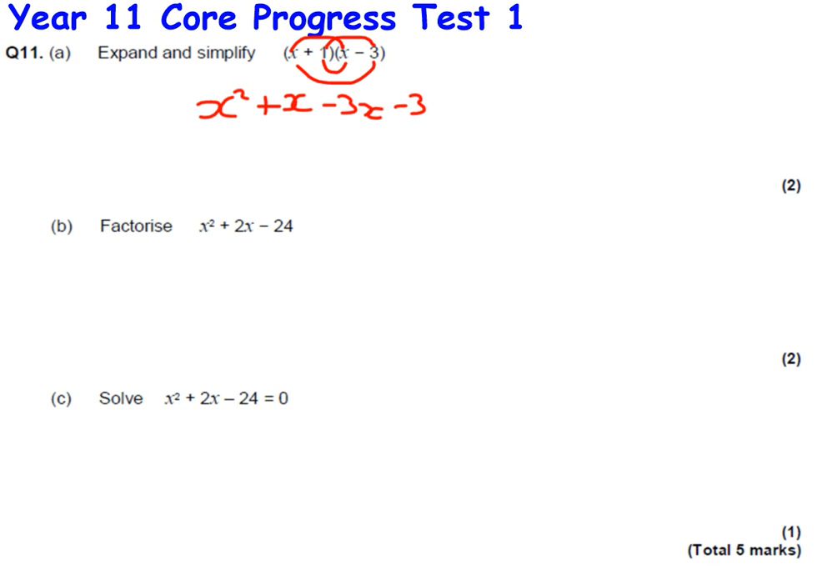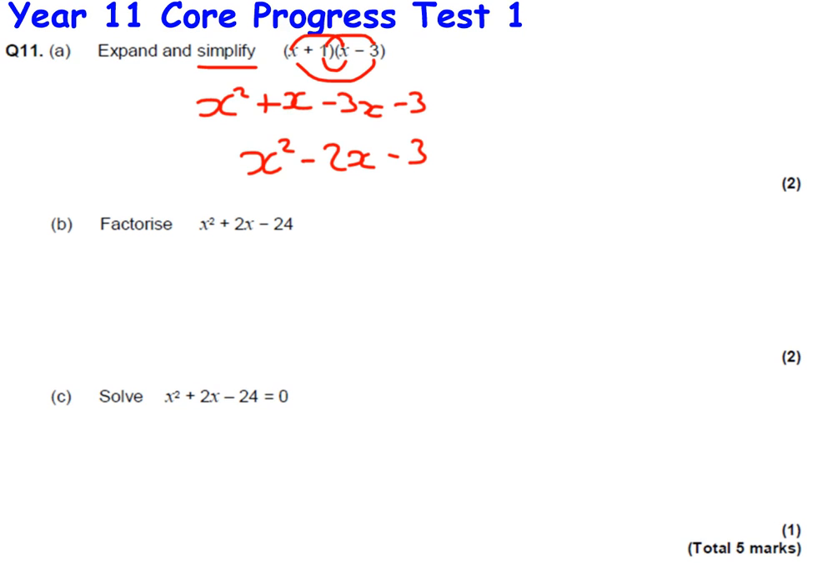Now we've expanded the two brackets, but now we need to simplify, so we need to collect like terms. So we have x squared, where no other terms are x squared terms, so just x squared. Now we need to simplify x and negative 3x. When we add these together that gives us negative 2x, and as there are no other numbers it's just negative 3. So this expands out to x squared take away 2x take away 3.